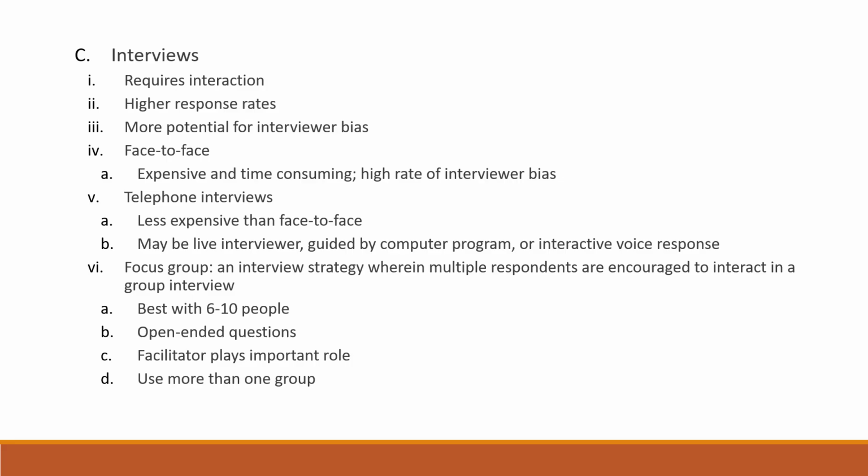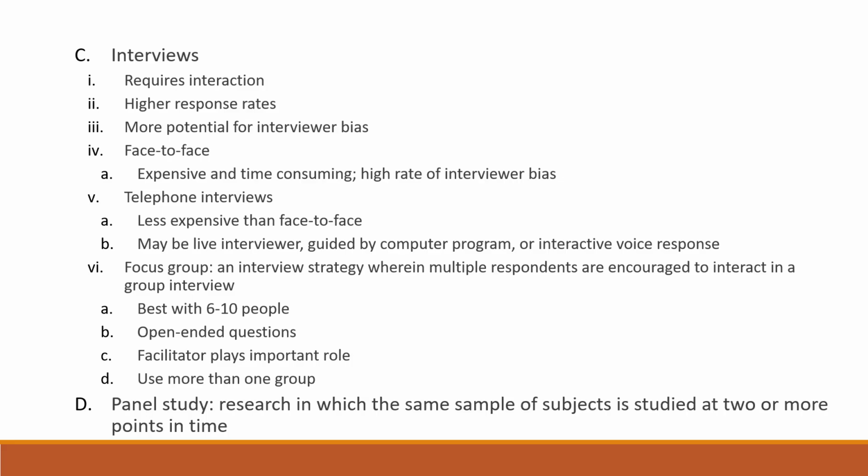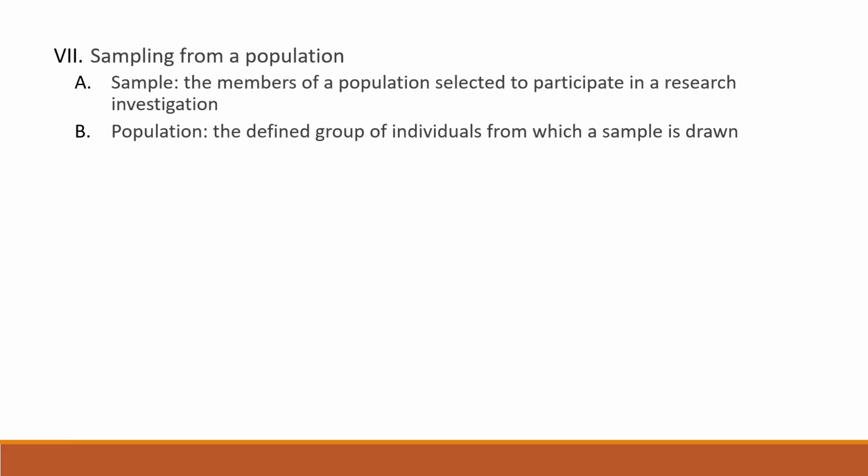When we want to look at change in something over time, we create a panel study in which the same sample of subjects is studied at 2 or more points in time. So we might examine how student burnout changes over the course of the degree, or how political affiliation changes over time. This is a type of longitudinal study which we'll talk about later on.